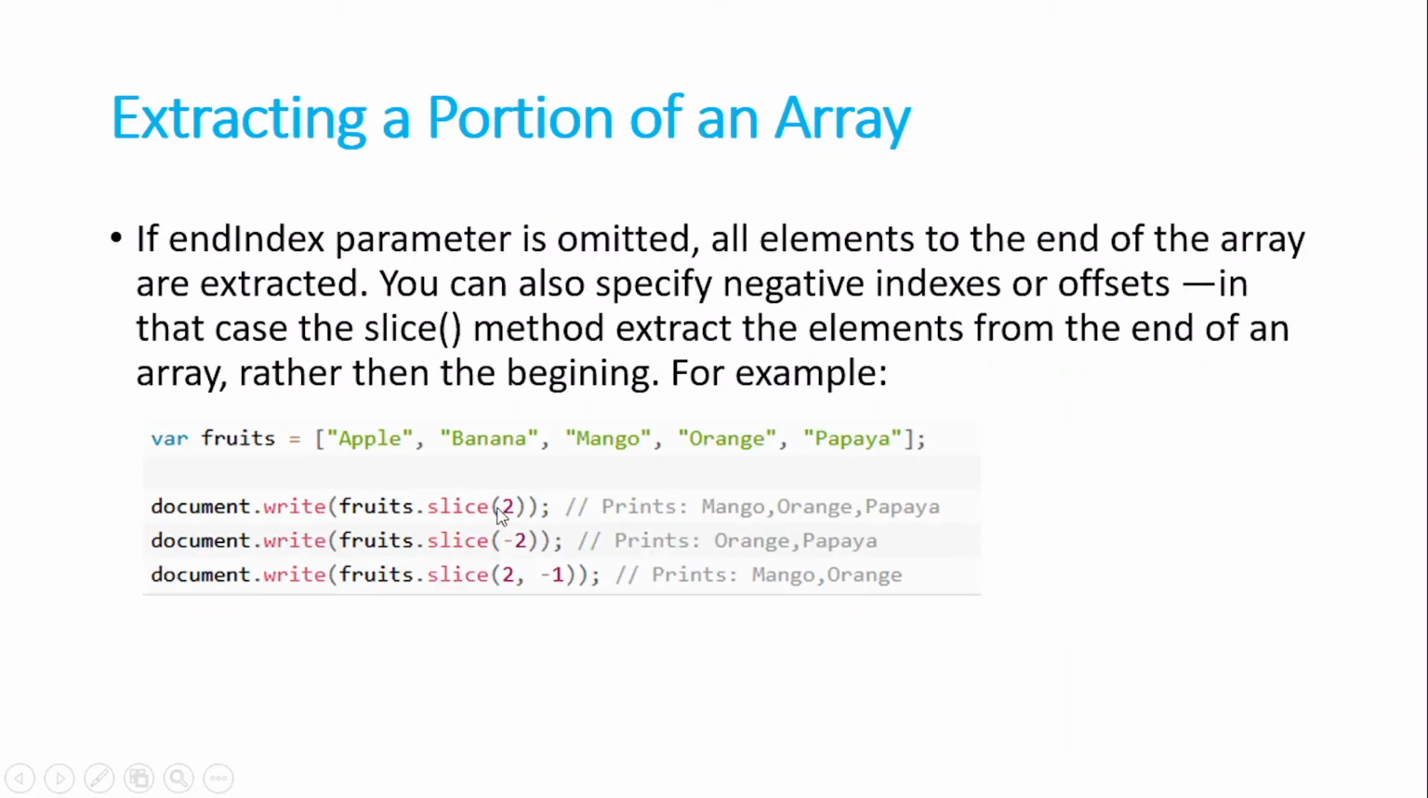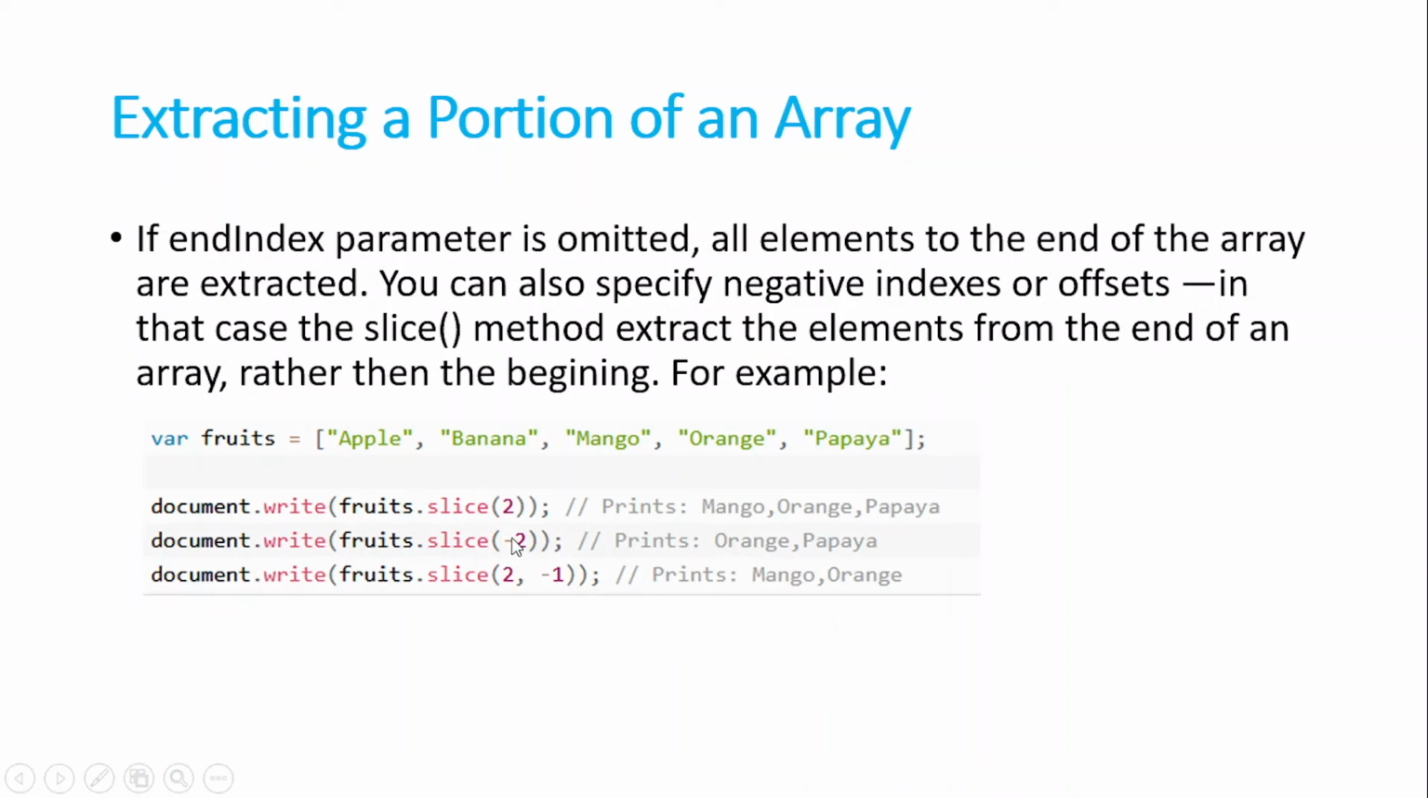Similarly, we can specify the starting index only. If you specify only the starting index, then it will get the items till the last element. So in this case, you can see 0, 1, 2, the second index is used. So from the second index it is getting all the elements till the last element. Now you can see mango, orange, papaya will be the result.